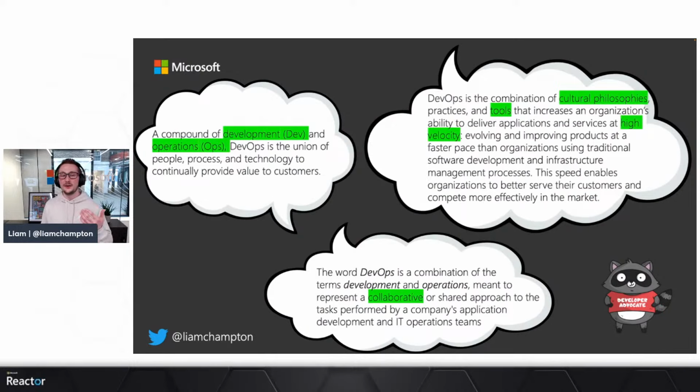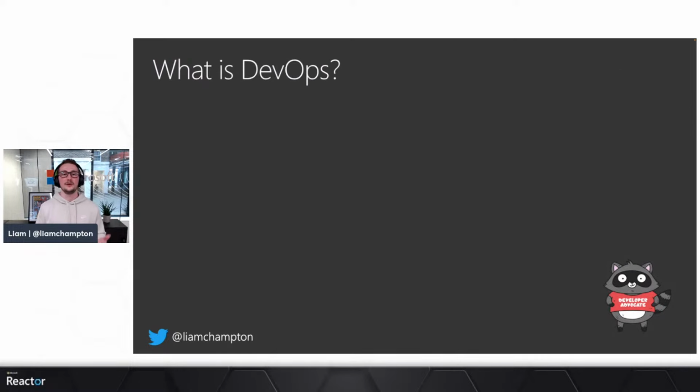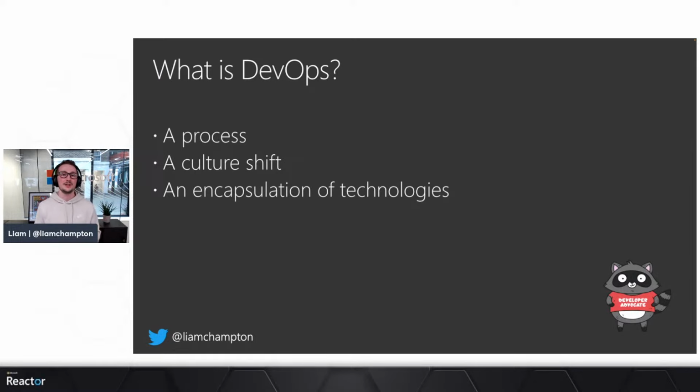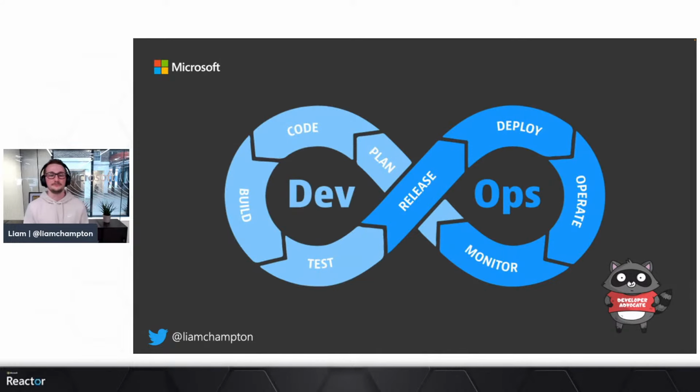DevOps is development and operations. Dev and ops, that's what it stands for. It's cultural philosophies, tools, high velocity, and collaborative. So you can kind of get a gist of what it is. If you look at it at a high level, DevOps is a process, it is a culture shift, and an encapsulation of technologies. Now, that is not to say that it's not these three. There are other bits to it, but on a high level, this is technically what it is.